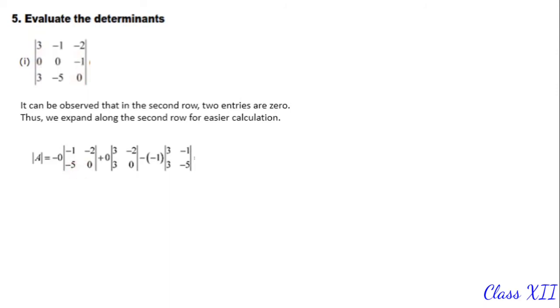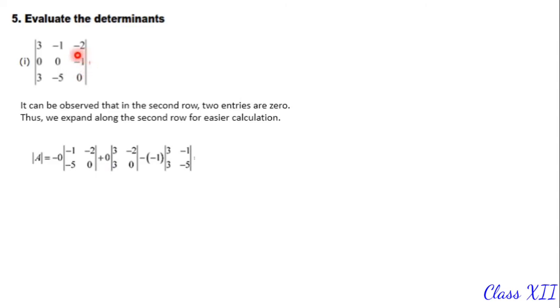It is written here. Next we have to go to this element, the second row second element, 2 plus 2. 2 plus 2 is 4. 4 is an even number, so the sign is plus. 0 into the row and column removed, 3 minus 2, 3 0. It is written here.